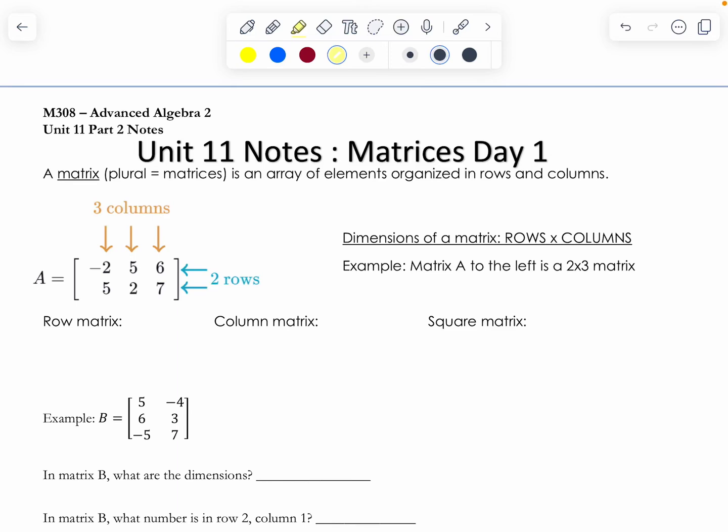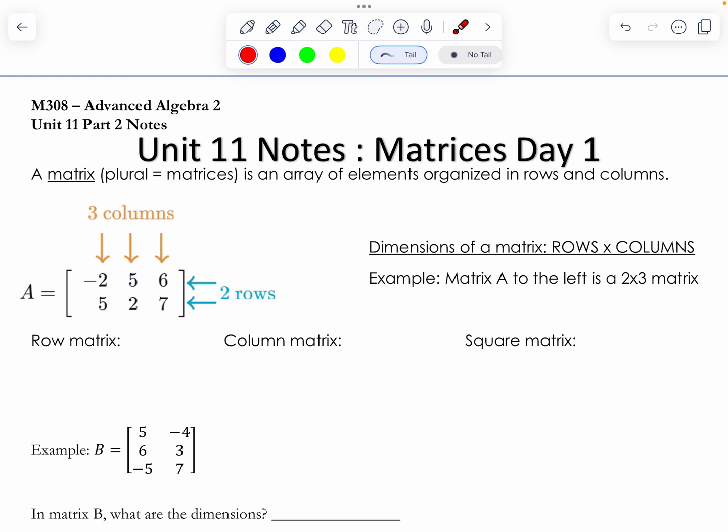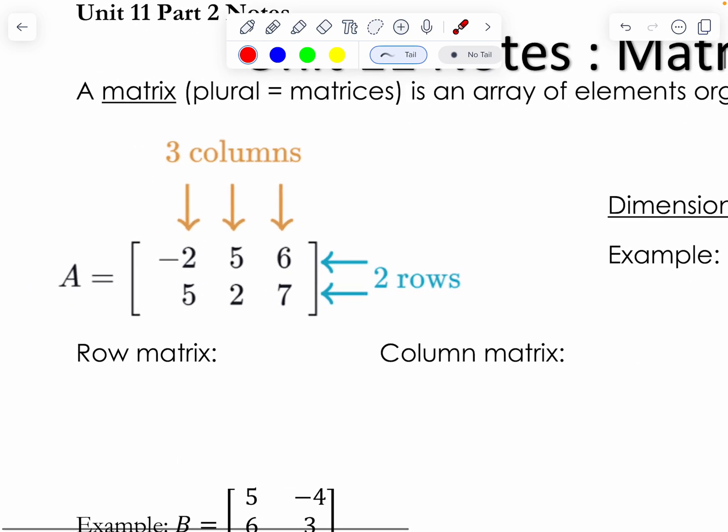Okay, so today we're going to start discussing matrices. Matrices are an array of elements organized in rows and columns. They can be numbers, variables, or expressions. So if we look at this first, I'm going to say matrix A right here. I have 2 rows and 3 columns.